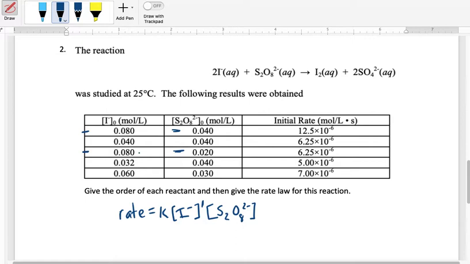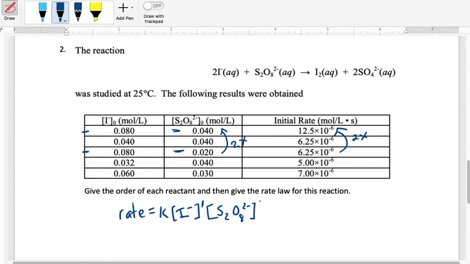So just double checking, this one's not changing, this one is. So let's see what this one's doing when it changes. Going from there to there, it's doubling, 2x. So when this doubles, what's the resultant effect on the rate? See, the exponent is the same, 10 to the minus 6. It goes from 6.25 to 12.5. That's double. And so, again, these are the same.